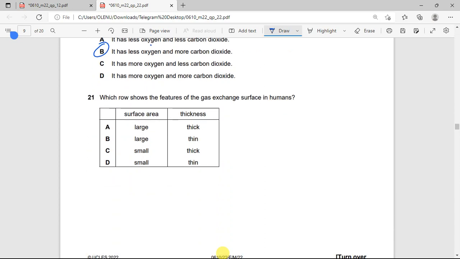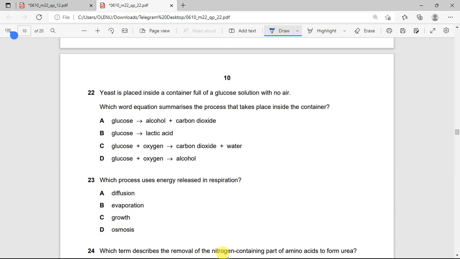Now, which row shows the features of gas exchange surface in humans? Surface area, it has a large surface area, but thickness is thin to be efficient in diffusion. So your answer is B.